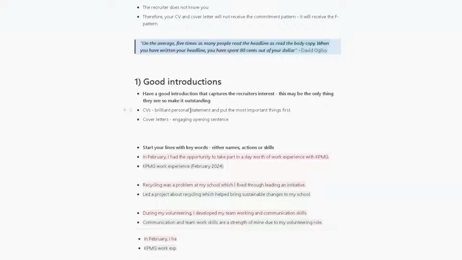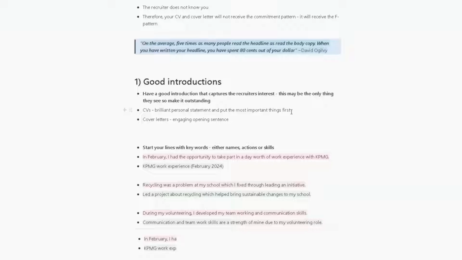And on top of having a brilliant personal statement to start off, you also want to put the most important things first, because you don't want to put your best work experience, where you had it at a massive company and had all these responsibilities, at the very end of your CV, because they're not going to get to it, right?